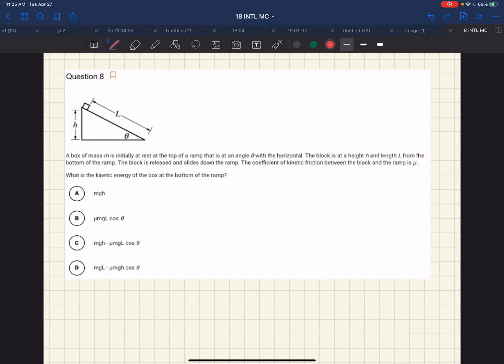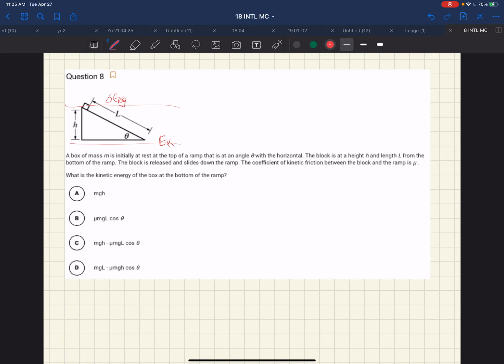Here we see there's some kind of block at the top of a ramp. The block is going to slide down. Now, typically we expect, since we have a change in height, we have a change in gravitational potential energy, which becomes kinetic at the bottom, unless there's friction.